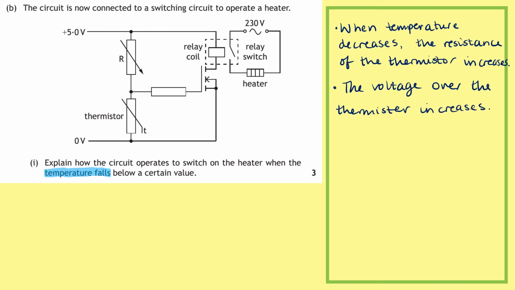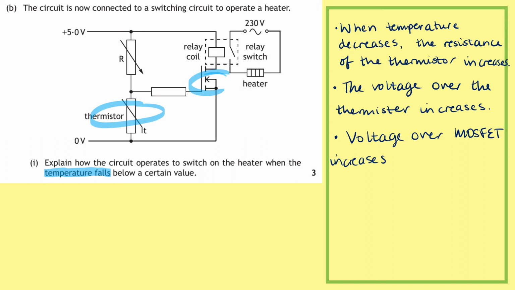We know that if the voltage over the thermistor increases, that means the voltage over the MOSFET is also going to increase. And if the voltage over the MOSFET increases to the switching voltage, our MOSFET is going to turn on. So the voltage over the MOSFET increases, the MOSFET turns on. If the MOSFET turns on, this allows currents to flow to the relay, turning the relay on. This allows the switch to close, and therefore the heater can turn on. So we can summarize this in a sentence here.